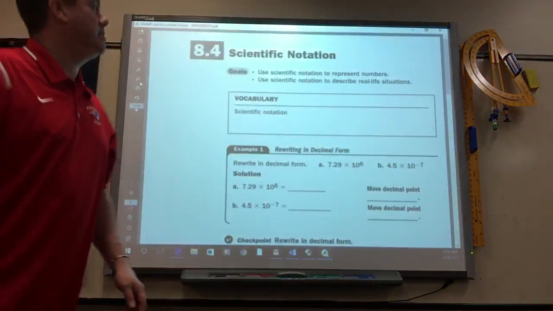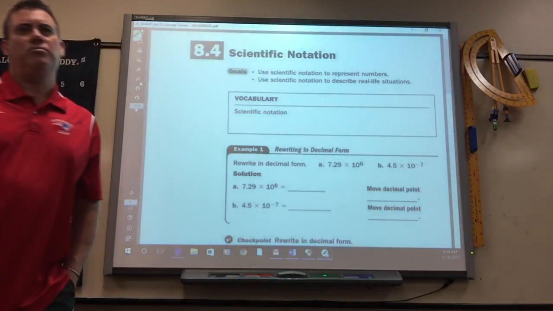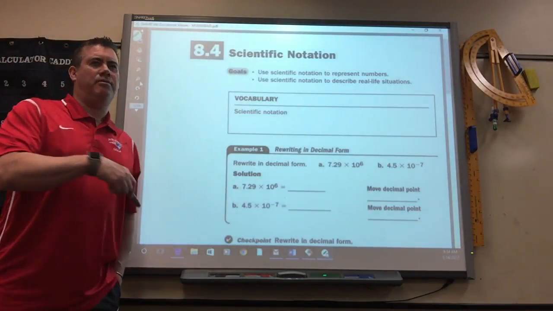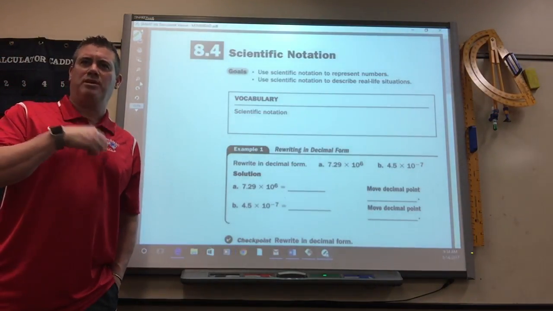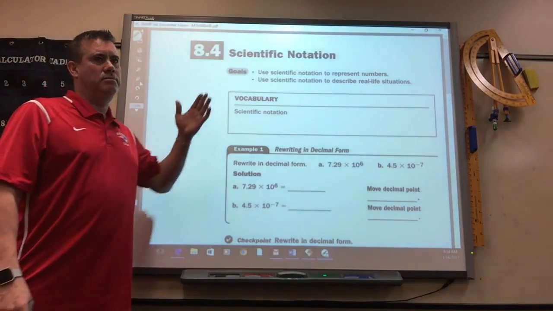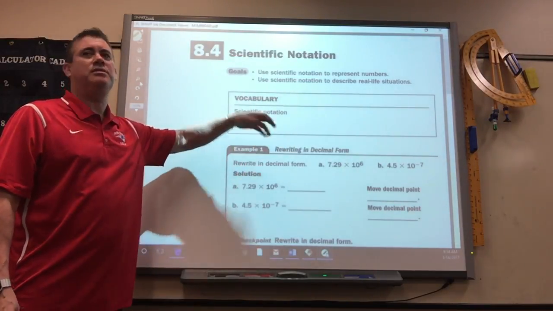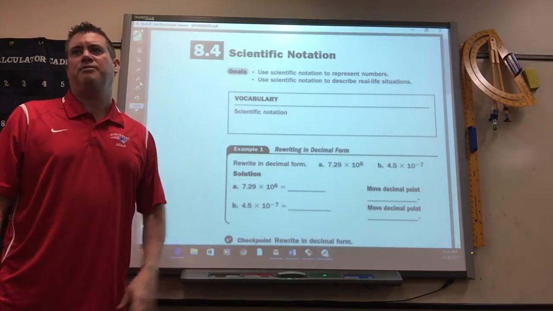Scientific notation. So today is just a refresher of what you did last year: writing numbers, converting decimal notation, which is just regular numbers, to scientific notation, and then vice versa, scientific to decimals.